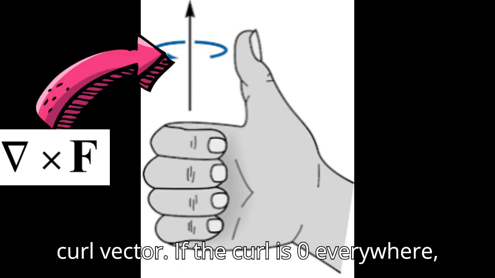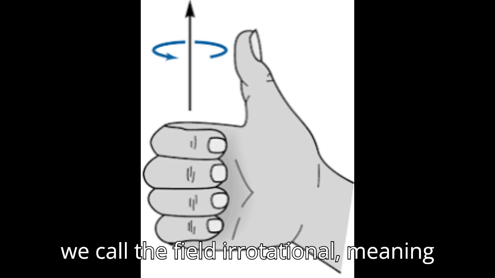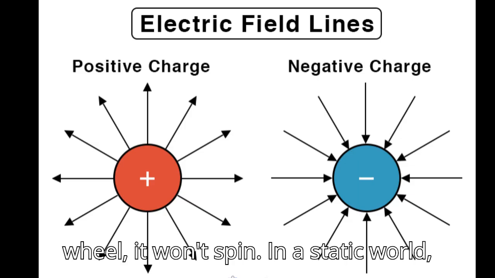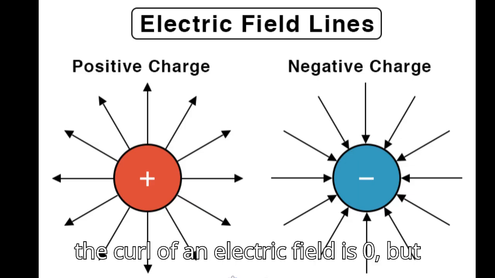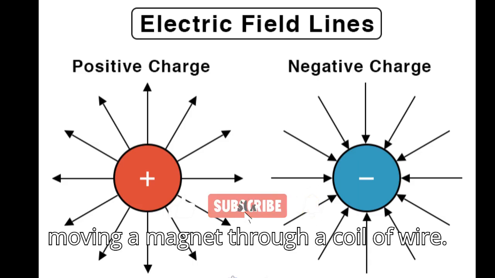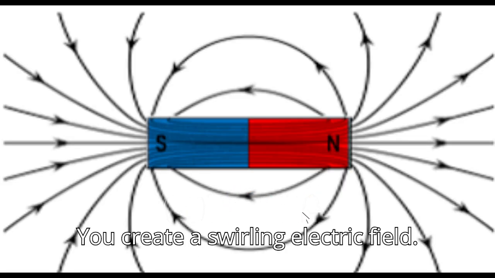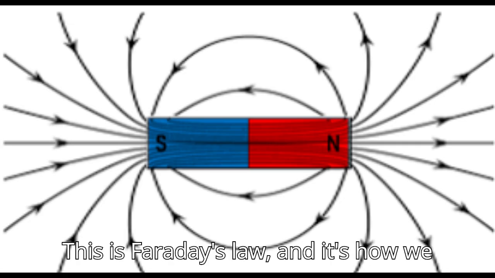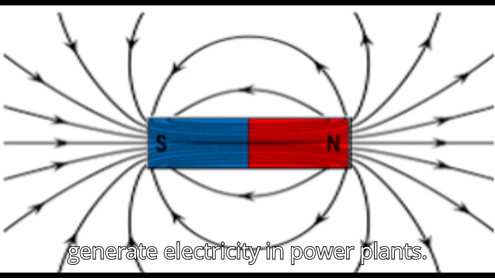If the curl is 0 everywhere, we call the field irrotational, meaning no matter where you put that paddle wheel, it won't spin. In a static world, the curl of an electric field is 0. But if you change a magnetic field, like moving a magnet through a coil of wire, you create a swirling electric field. This is Faraday's law, and it's how we generate electricity in power plants.